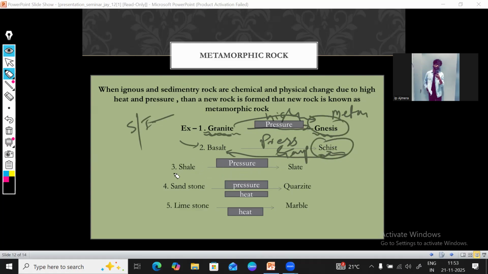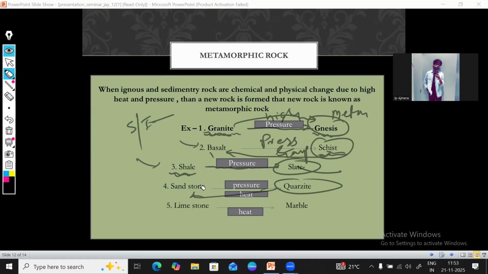Metamorphic rock. Alright. Shale, we know, is a type of sedimentary rock. So pressure works on the shale. High pressure is responsible for converting shale into slate. Slate is a type of metamorphic rock that is made from shale due to high pressure. And quartzite is made from sandstone.